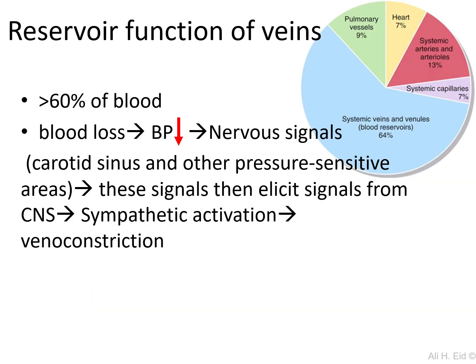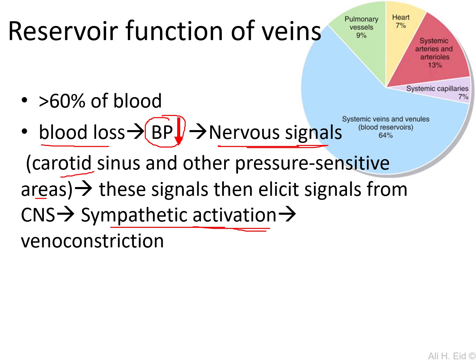We also mentioned at the beginning, if you remember, that 60 to 68% of your blood is stored in the veins. So it acts as a reservoir. Therefore, in cases of blood loss, there's going to be a decrease in blood pressure. There's going to be a barrage of nervous signals from the carotid sinus and other pressure-sensitive areas. These are baroreceptors. They're going to fire up and send signals to the brain, to the central nervous system. We're going to have sympathetic activation.